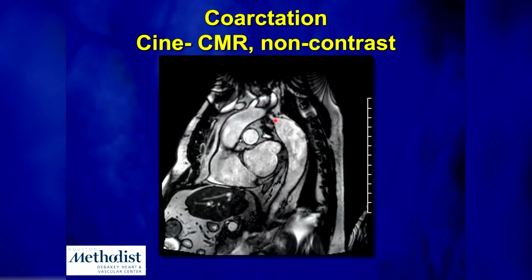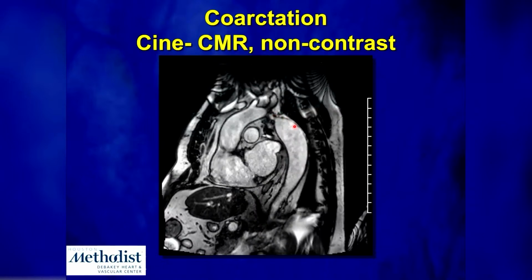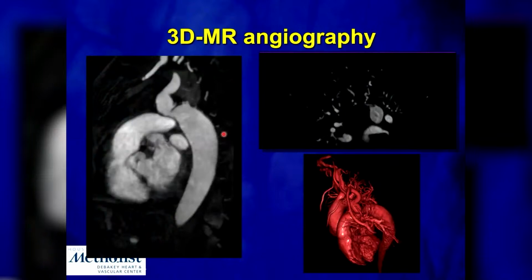This is what it looks like on a cine CMR. This is a bright blood imaging technique without the need for contrast. This is the ascending aorta. This is the arch. This is the isthmus. And this is the post-stenotic dilation of the proximal descending aorta. That's how we identify coarctation.